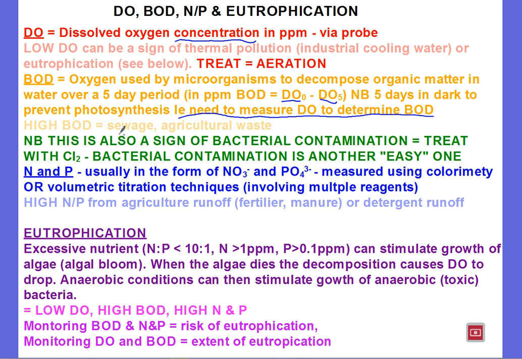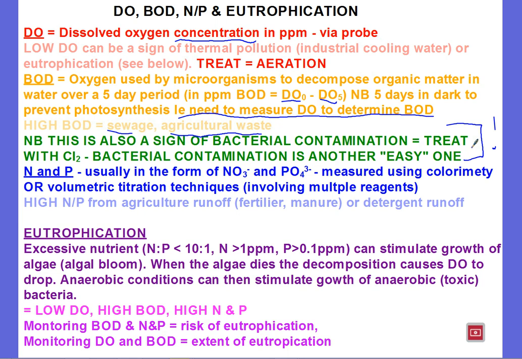High BOD water usually comes from sewage or agricultural waste, where there's lots of organic matter in the water, and therefore there's lots of BOD because the bacteria can eat that organic matter. High BOD is also a sign you might have bacterial contamination, and that's another one that's easy to talk about to treat. Bacterial contamination could come from sewage, it could come from agricultural waste.